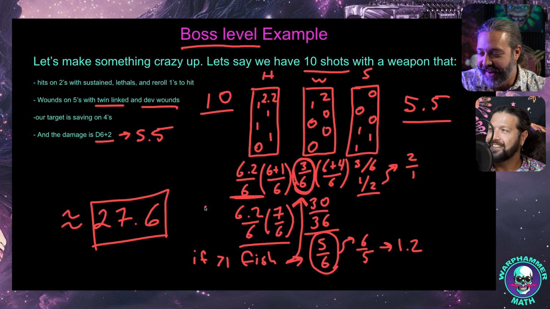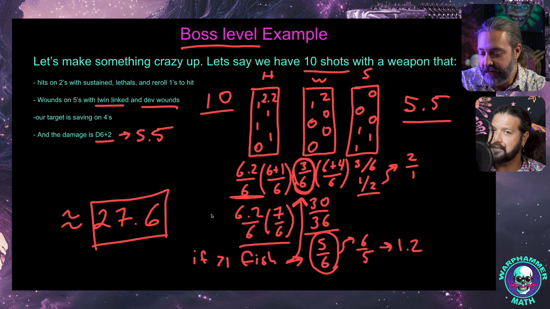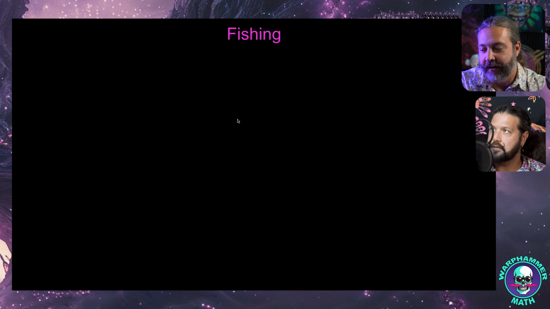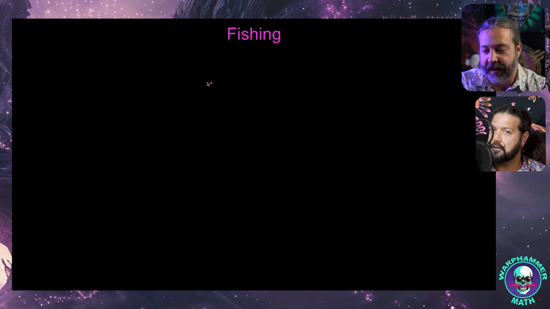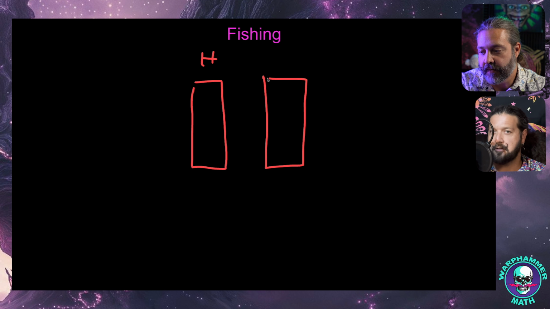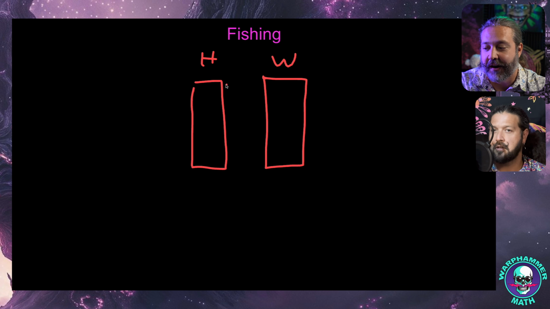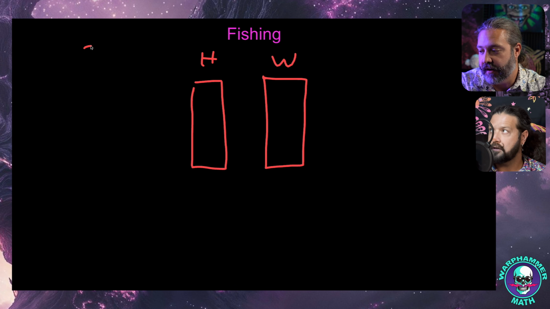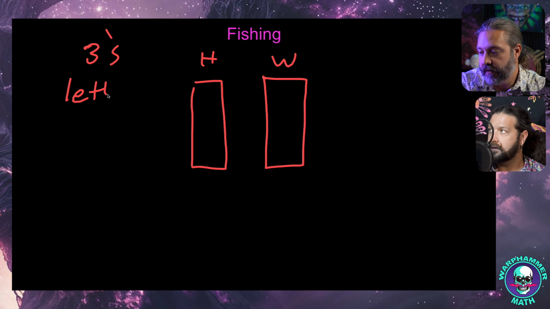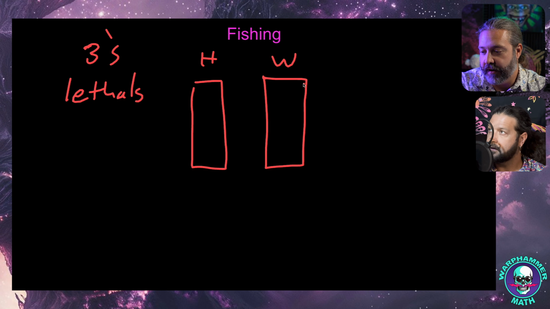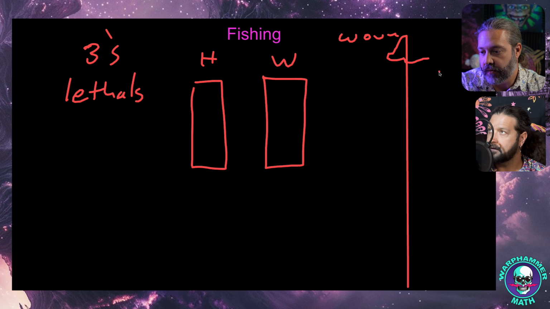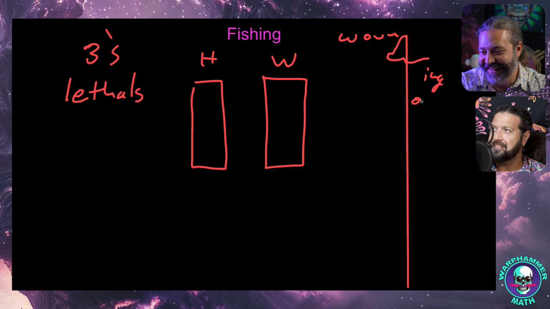But if you did want to fish, this is actually the only annoying one, I think, where you end up with an addition, and you're probably going to calculate that early. Just really quickly, I want to show you how you deal with fishing. Let's say you hit on 3s, and you have lethals, and maybe you're only wounding on 6s.